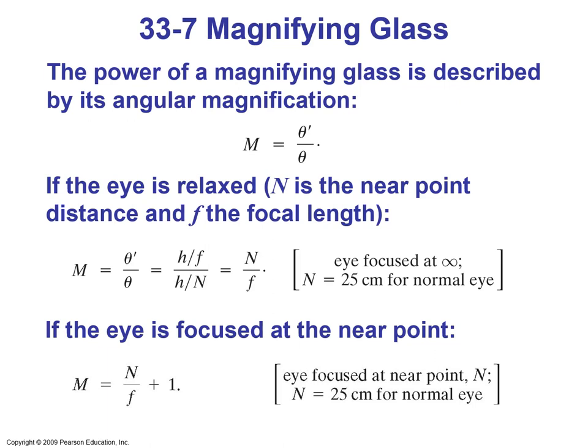The power of a magnifying glass is described by its angular magnification. Capital M, the magnification, is equal to the ratio of theta prime over theta. If the eye is relaxed, the angular magnification is equal to the ratio of h over f divided by h over N, where N is the near point distance and f is the focal length. That gives us the ratio of capital N over f. This is the situation where the eye focuses at infinity, when N equals 25 centimeters for a normal eye. If the eye is focused at the near point, the angular magnification is equal to N divided by f plus 1, for the scenario where the eye is focused at near point N, and again N is equal to 25 centimeters for a normal eye.